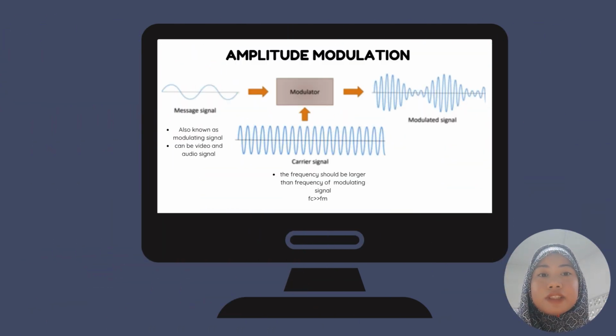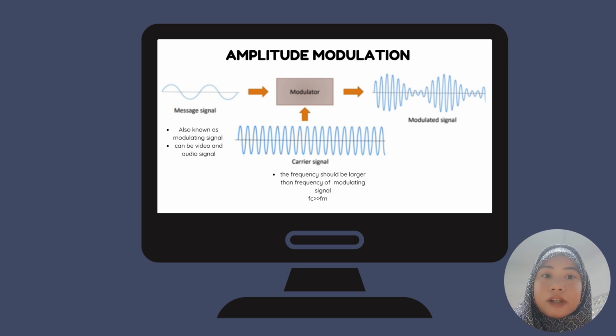In amplitude modulation, a carrier signal with a frequency much higher than the modulating signal is used. This modulating signal, also referred to as the message signal, contains the information we want to transmit. When the carrier signal is modulated by the modulating signal, a new modulated signal is produced. This modulated signal can then be transmitted to convey the desired information.